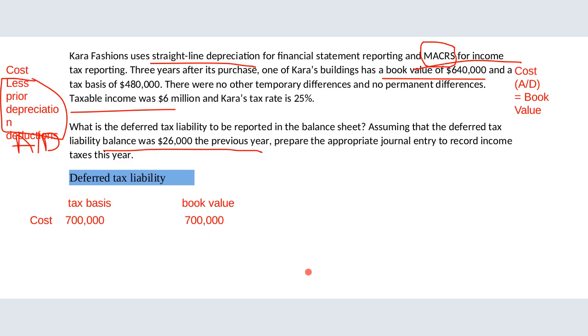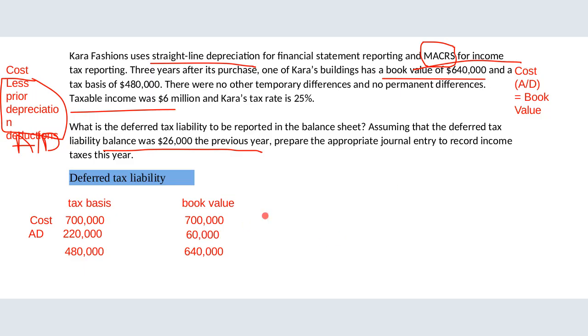And then we were told that the tax adjusted basis is 480. And then book value was 640. So if I wanted to find out what the accumulated depreciation was for tax basis, I'm just going to take the 700,000 and find the difference between that and the 480. So I have 220, okay? And then here we have, what is it, 60,000?